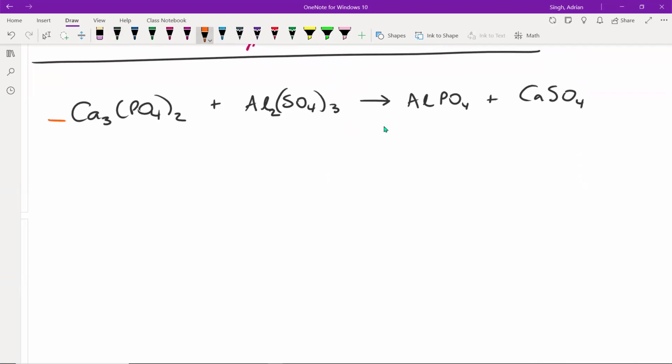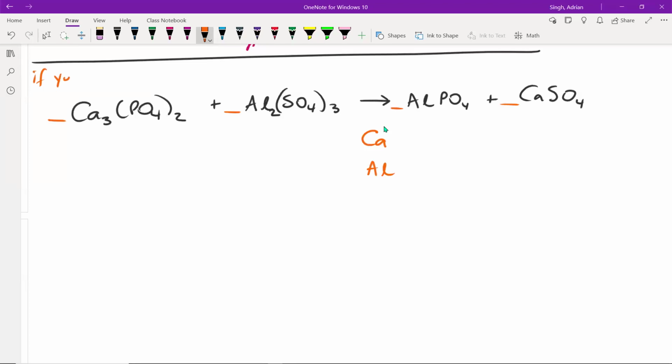So we're going to put our little lines in front. That's where our coefficients are going to go, and then we're going to list the atoms that we have on both sides of the equation. So on the left side here, I have calcium on the right, I have calcium. Aluminum on the left, aluminum on the right. Okay, and then the next strategy is the next thing we're going to see.